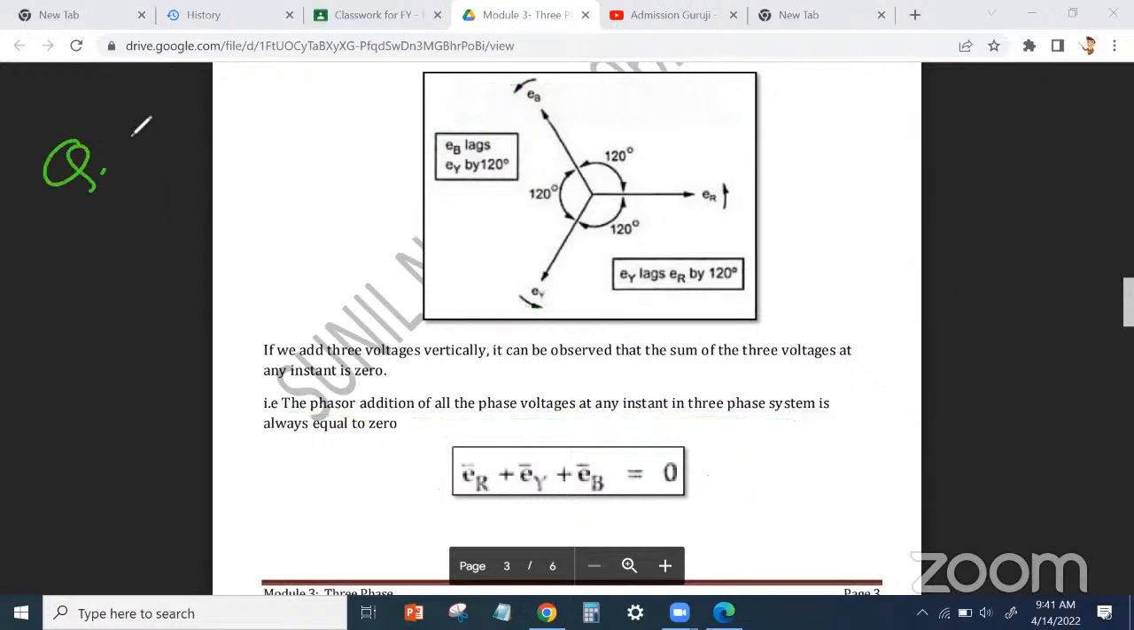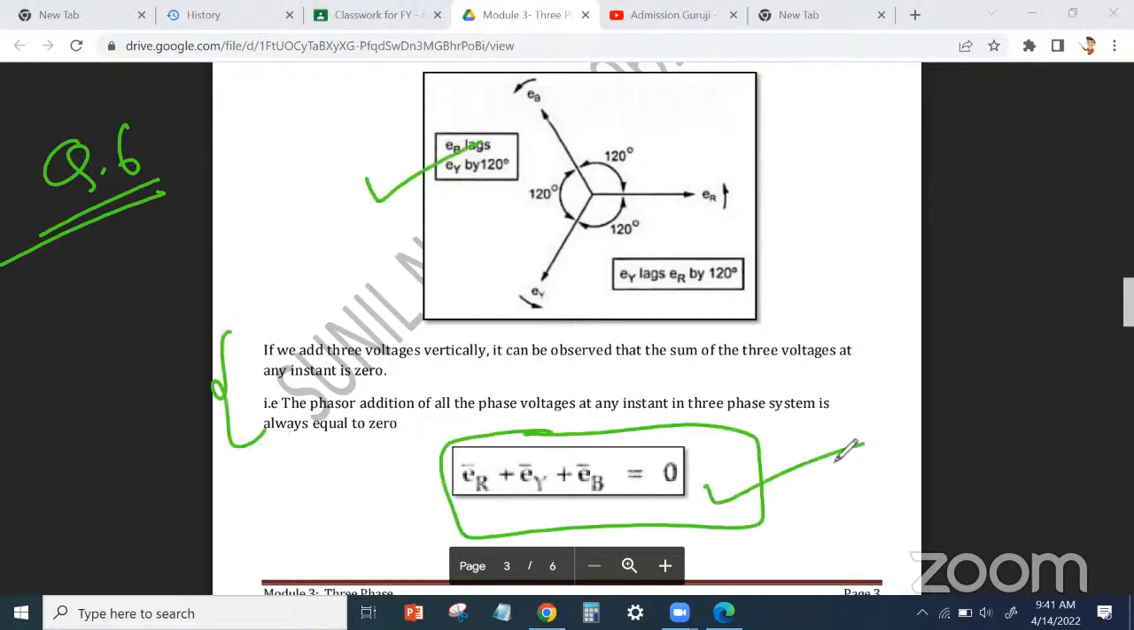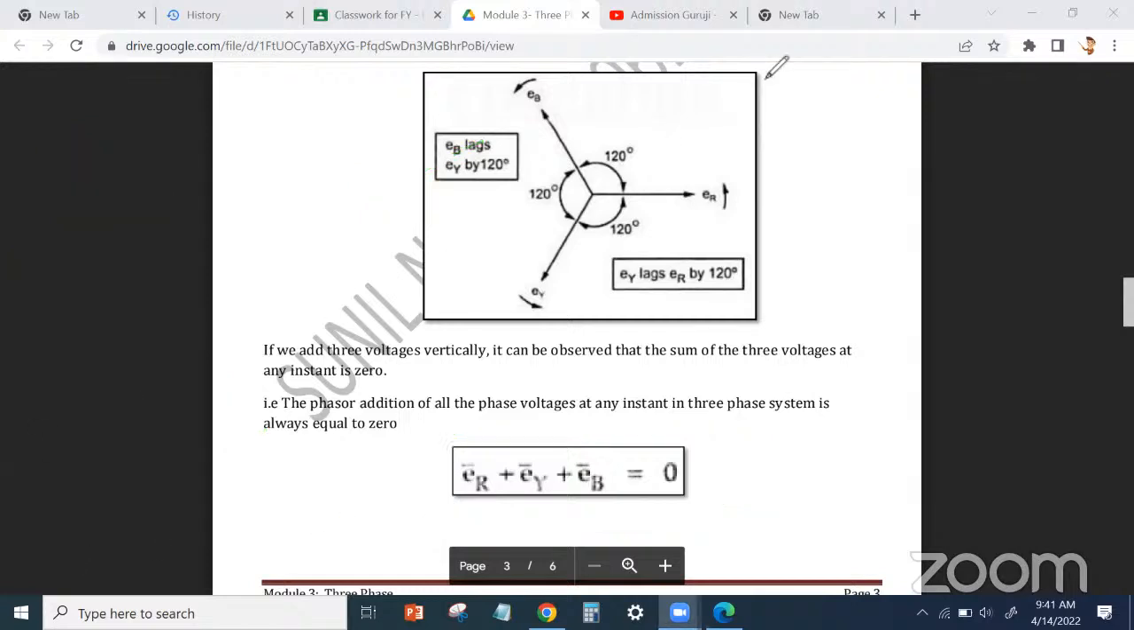The exam question 6, क्या पूछेंगे? Draw the waveform of 3-phase system. So you should write this waveform, this 2 point, and this equation. Okay? This is your 6th question. Question number 6. Let's go through it.